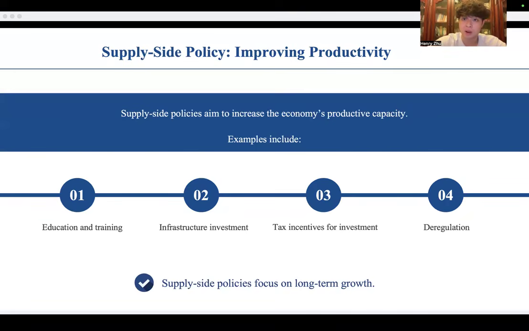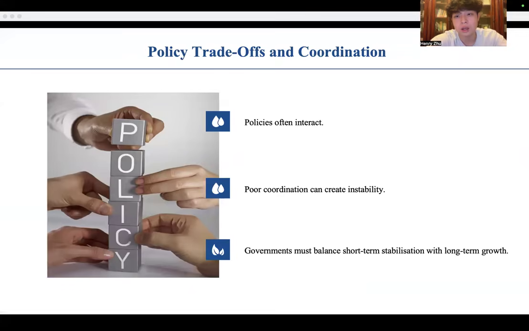Now, the third tool is supply side policy. Unlike fiscal and monetary policy, which mainly affect demand, supply side policies focus on increasing the economy's productive capacity. In simple terms, they help the economy produce more goods and services in the future. Examples include investing in education and training, building better infrastructure, offering tax incentives for businesses to invest, and reducing unnecessary regulations. These policies usually take longer to have an effect, but they can increase productivity and support long-term economic growth.